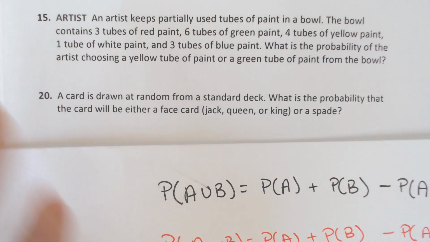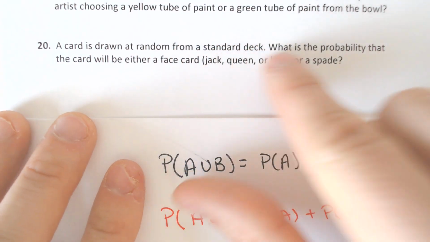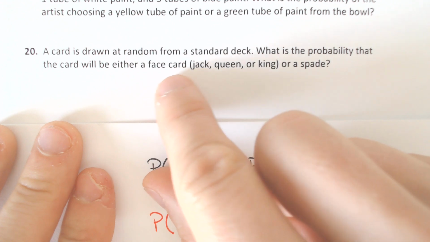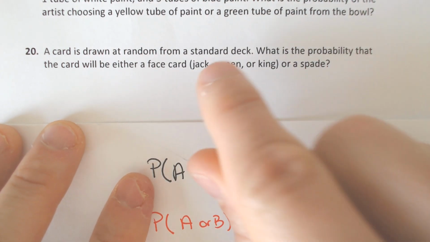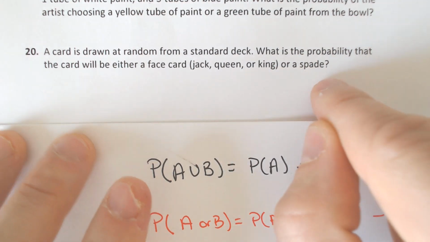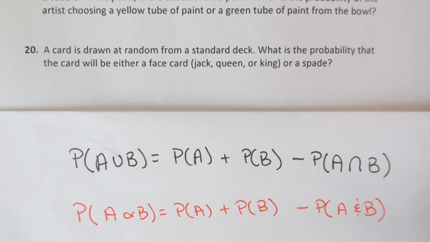All right, cards. Not everybody likes cards. A card is randomly drawn from a standard deck. What is the probability that the card is either a face card or a spade? You could have a face card, jack, queen, or king, that happens to be a spade. So this is a good one to finish it off and to use the formula.